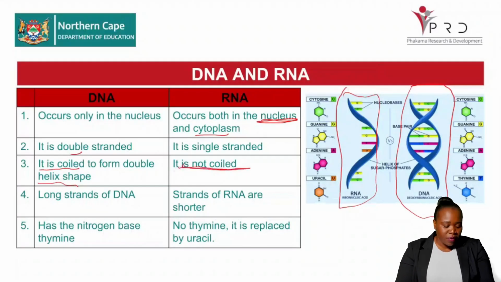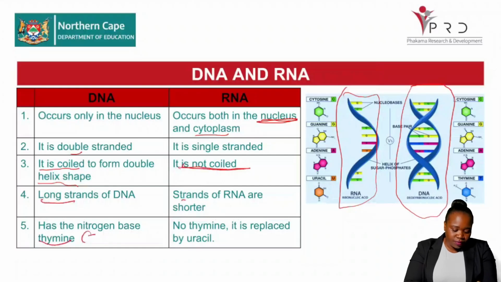Right, number 4, the long strands of DNA that we have. So DNA has long strands, whereas RNA has shorter strands. Okay, and then next we have the fact that the nitrogenous bases do differ in DNA and in RNA. In DNA, we have the nitrogenous base thymine, and in RNA, we have the nitrogenous base uracil.